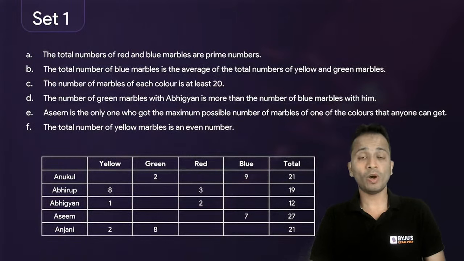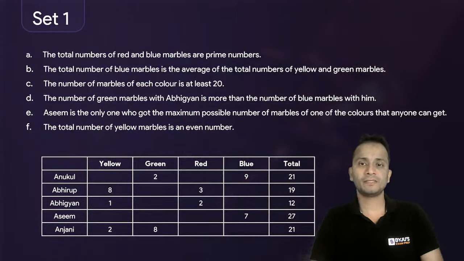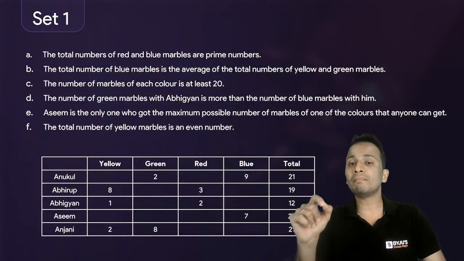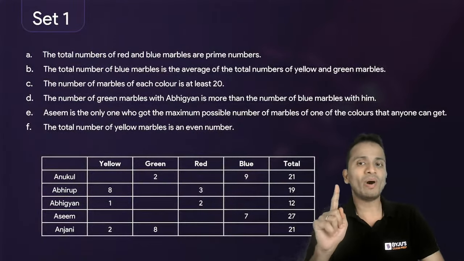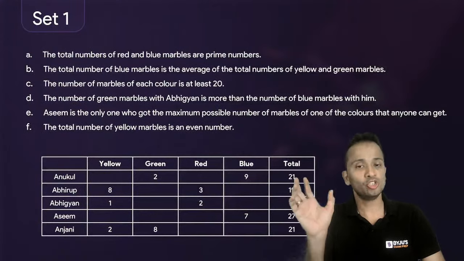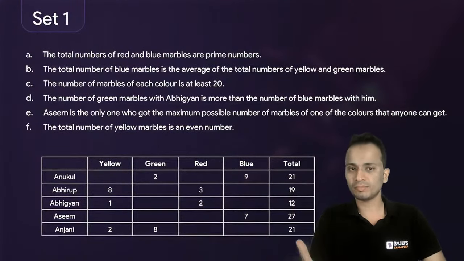Yes, Sonali, of one of the colors. So that means Asim will get the maximum of only one of the colors, not two, not three, right?